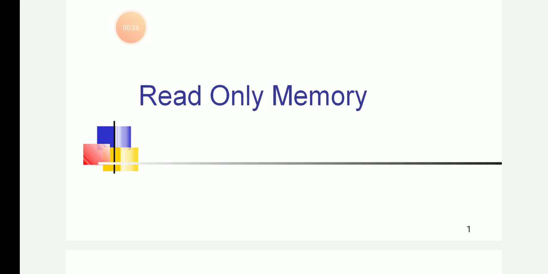So there are two types. First one is the SRAM, that is the static RAM, and another one is the DRAM, that is the dynamic RAM. So today we will move on to the read only memory. What does that stand for? ROM.